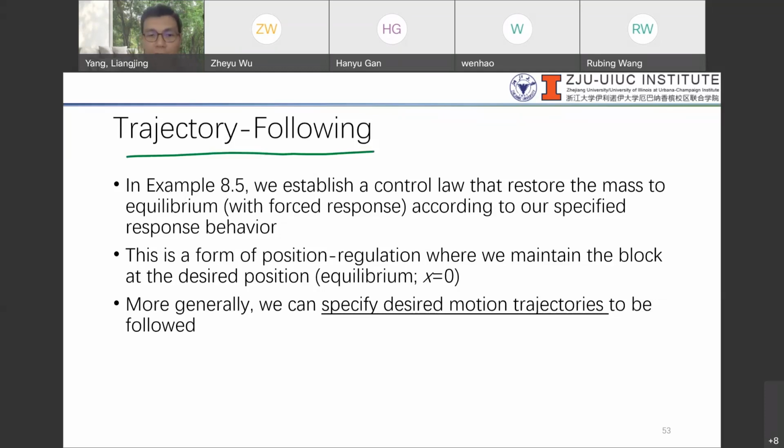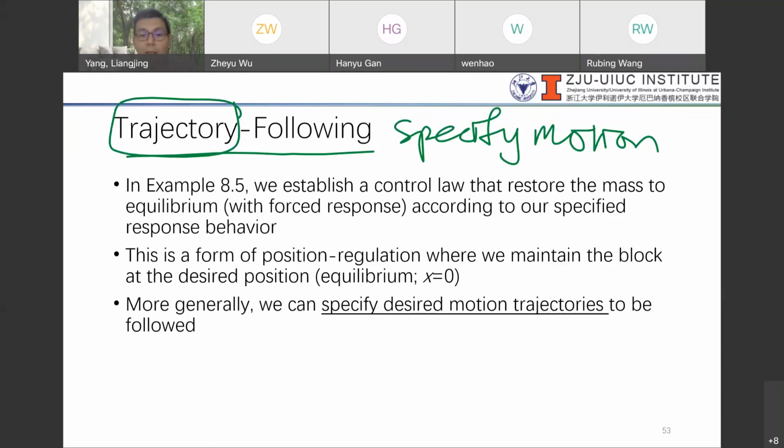Trajectory following: you want to specify the motion. So here, this is actually a form of position regulation, where we want to maintain the block at the desired position, so the equilibrium to be at 0. We don't want it to be disturbed. We want to make sure that it's always at this 0, so that it will not have any deviation from the equilibrium position.